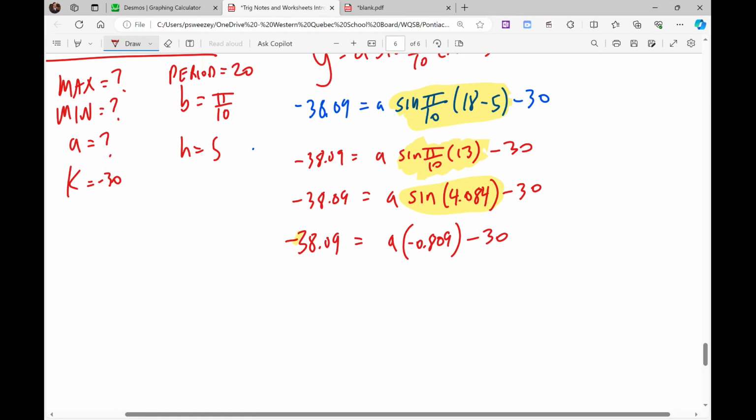Again, I could have kicked that 30 over first. It doesn't matter when I do it. Just know that it's A times negative 0.809, so that can't interact with this 30. But I combine like terms and leave myself with negative 8.09 is equal to A times negative 0.809. Then dividing by negative 0.809, that's going to return an A value of 10.